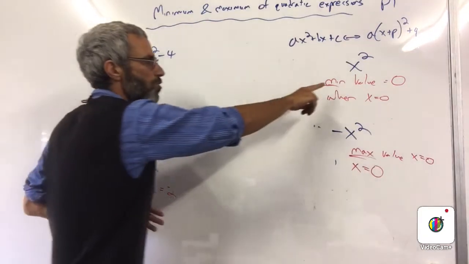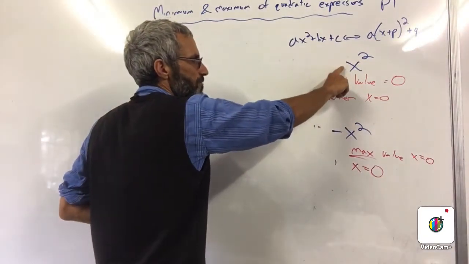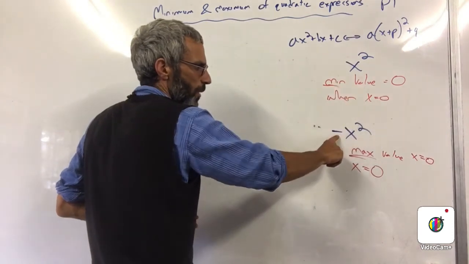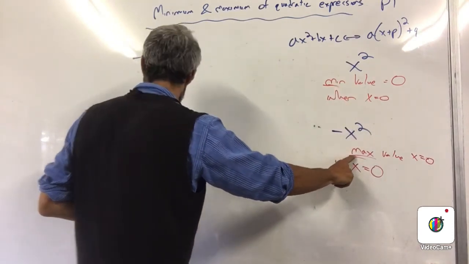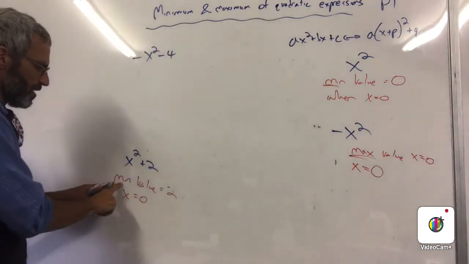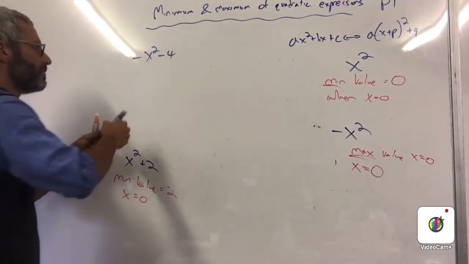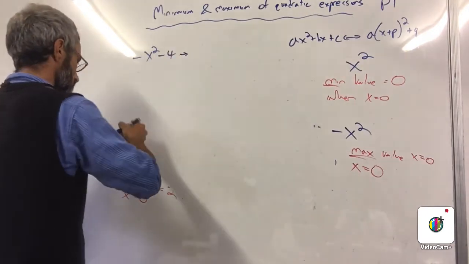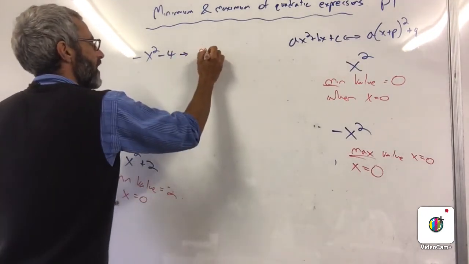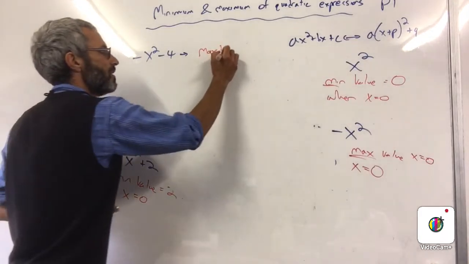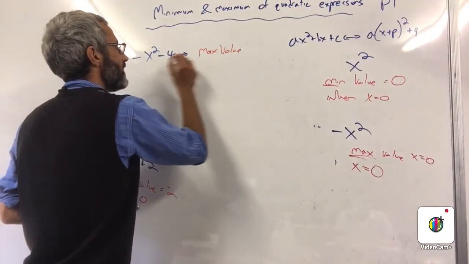Let's just look at all the ones we had here. When we had a positive before the x squared, that means we had the minimum. When we had the negative, it was a maximum. When it was positive, it was minimum. So what do you reckon that will be? Max. It will be a maximum. Let's do it anyway. A maximum value. What will be the maximum value? It will be negative 4.